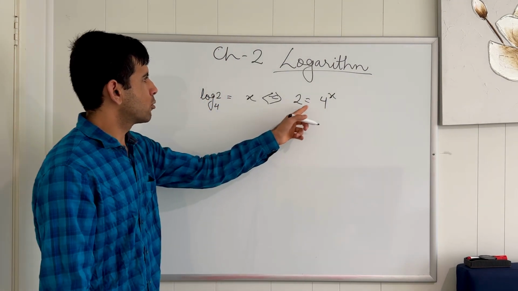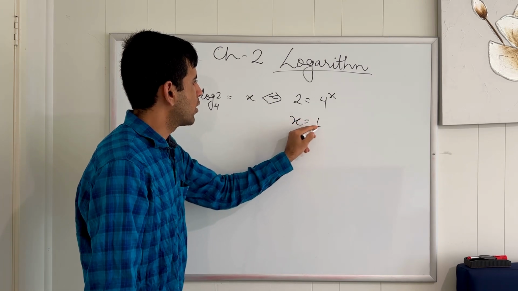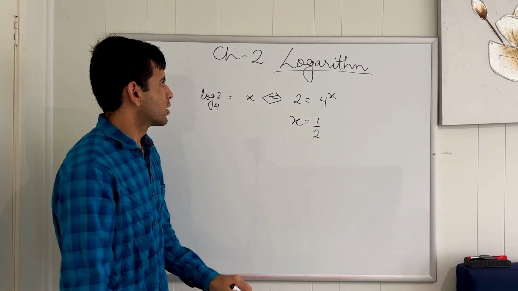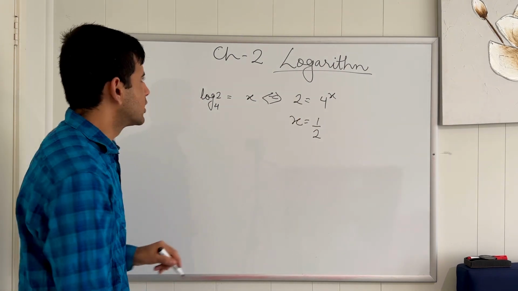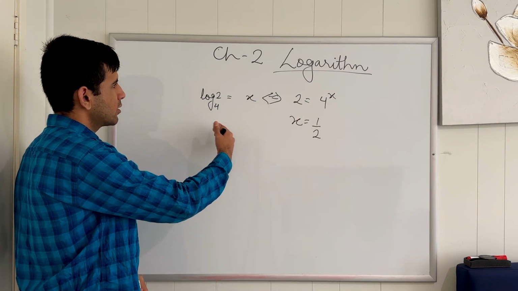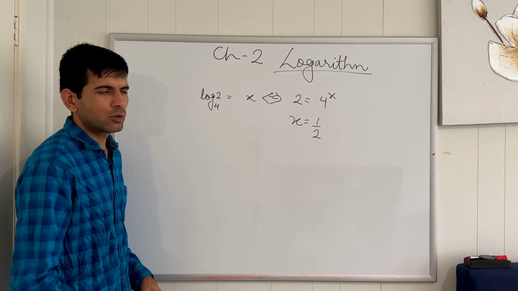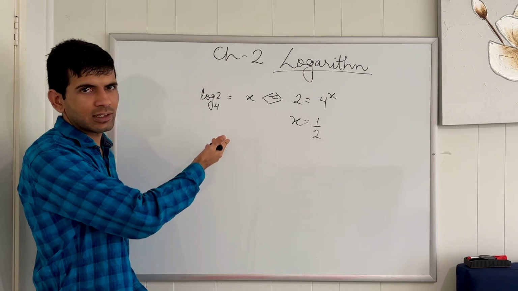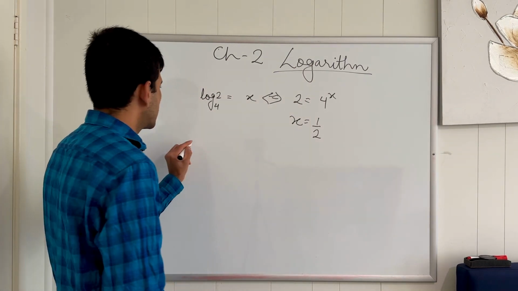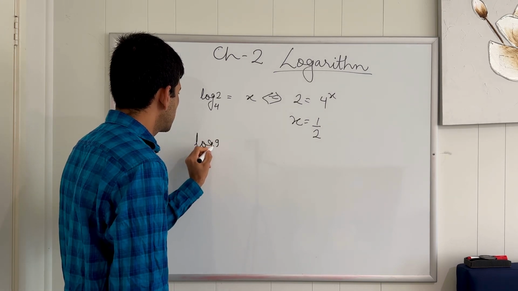Now if you look at it properly, you find that x should be equal to half, right? The power of 4, if it's half, then it becomes 2, correct? So this is the form in which we can interconvert the log into an exponential form. Whenever we are given a number in an exponential form, we can convert it into log or vice versa, correct?